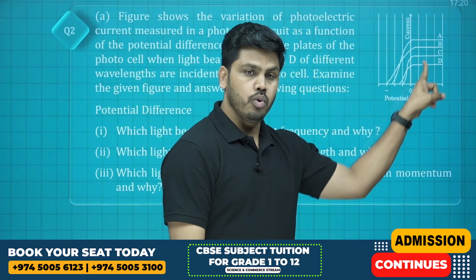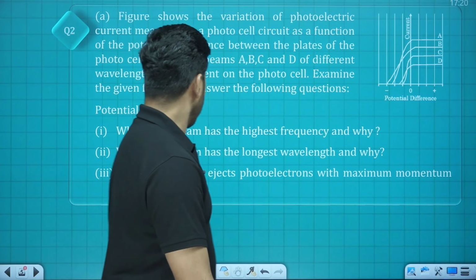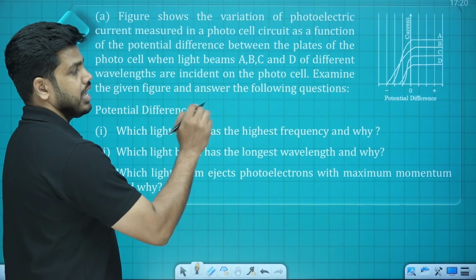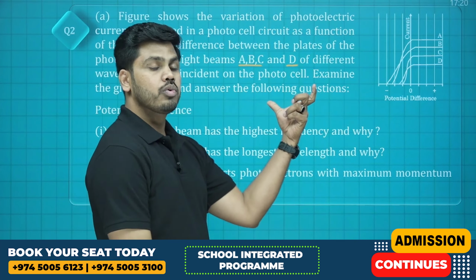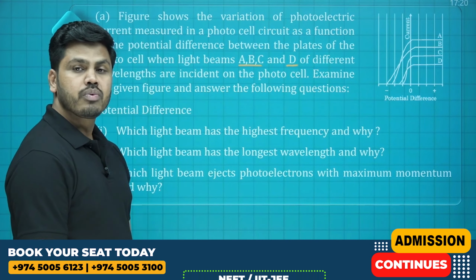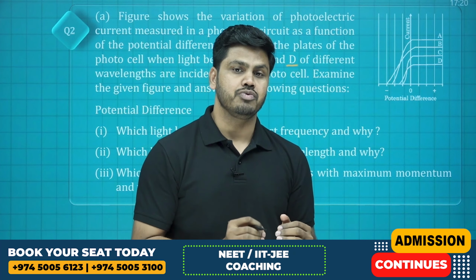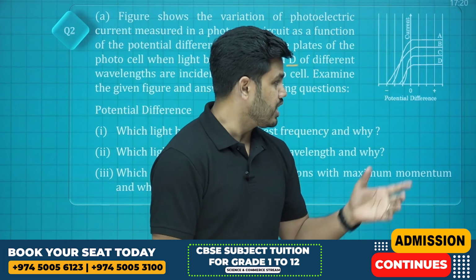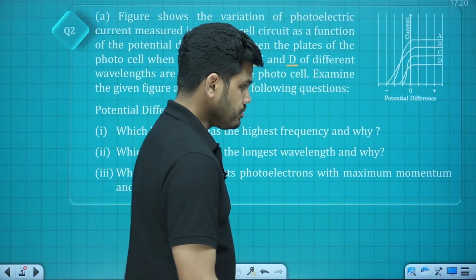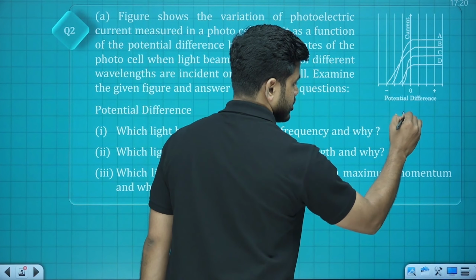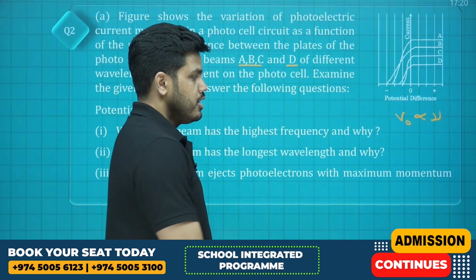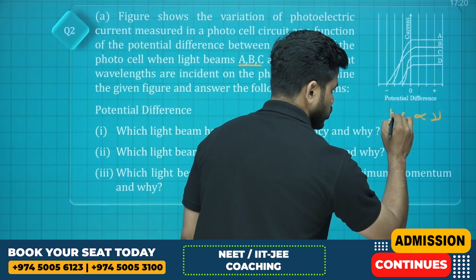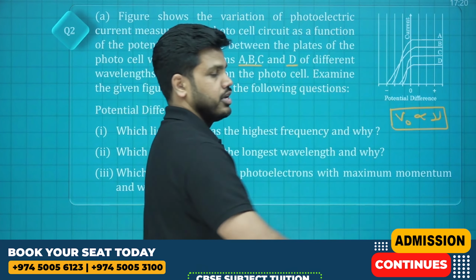So out of these four, which light beam? See, A is a light beam, B is another one. So these are the light beams given. Out of these four, which one has the highest frequency? And how will we identify the one with maximum frequency from the graph? We know stopping potential, right? Stopping potential is proportional to frequency of incident radiation.